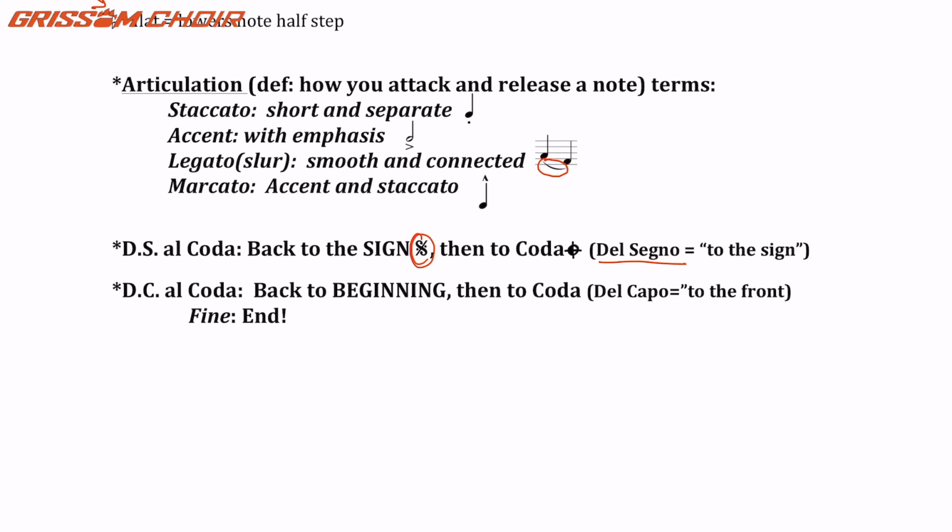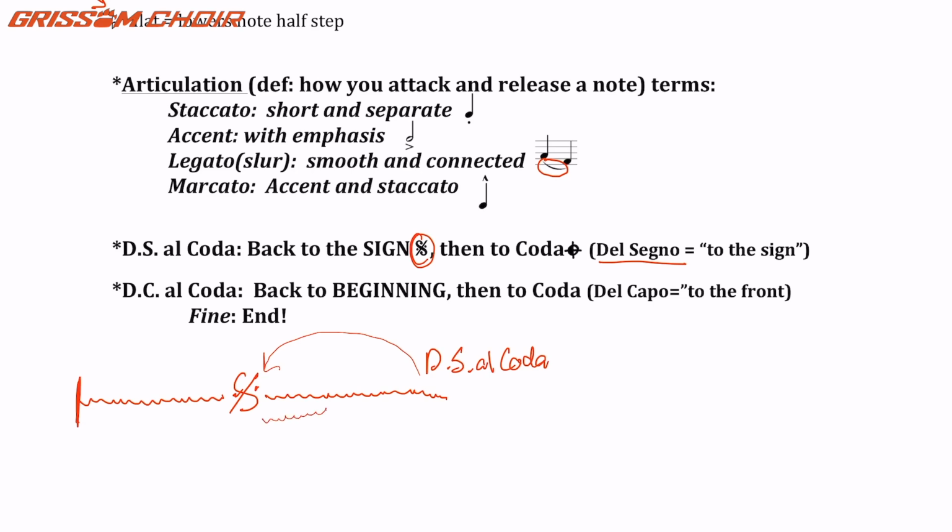So let's draw this out real quick. Let's say we start the piece from the very beginning, and we sing. We see that funky looking sign, which is an S, a slash, and two dots. We see the sign, but we don't do anything about it. We keep singing. Then we see the words D, S, al, coda. That then means when we get to those words, we go all the way back to the sign. We see the sign, and we sing.